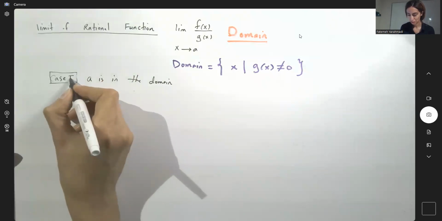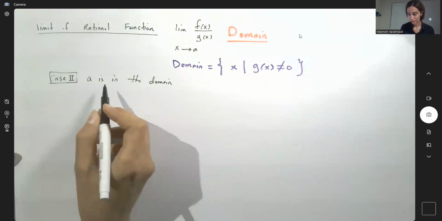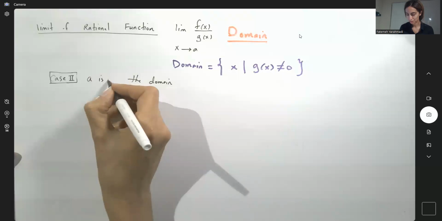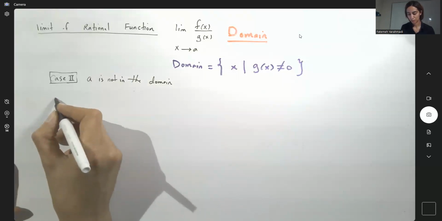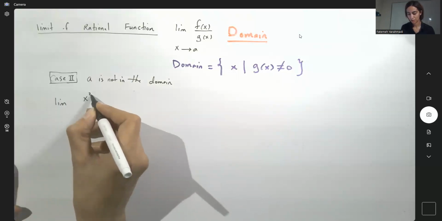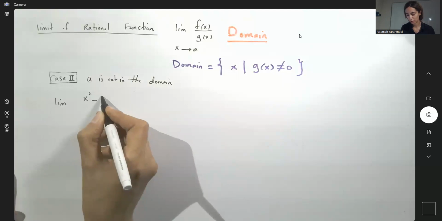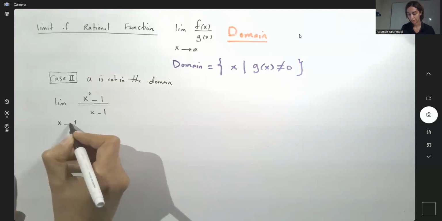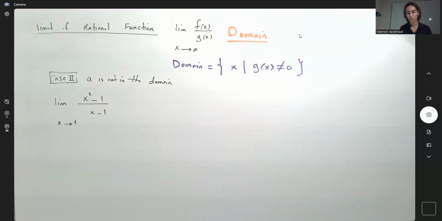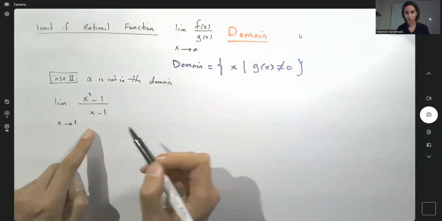In case 2, a is not in the domain of the function. So let me give you an example. In this example, I have x squared minus 1 divided by x minus 1 as x approaches 1. This is a rational function.